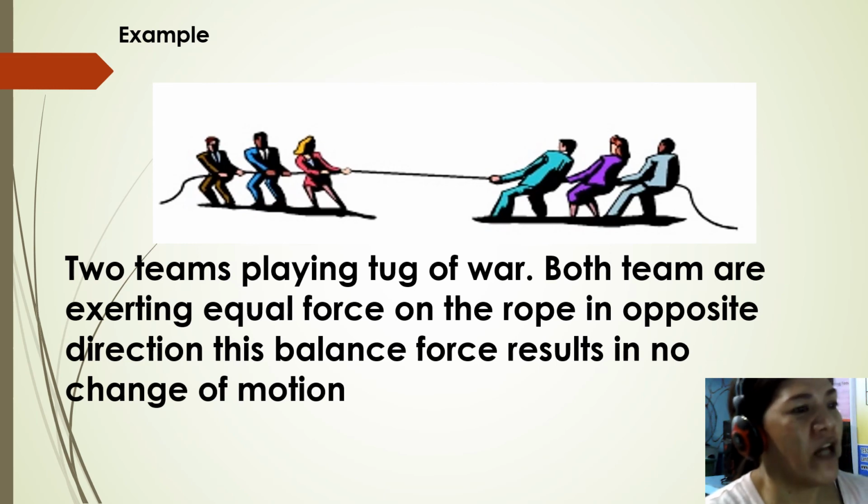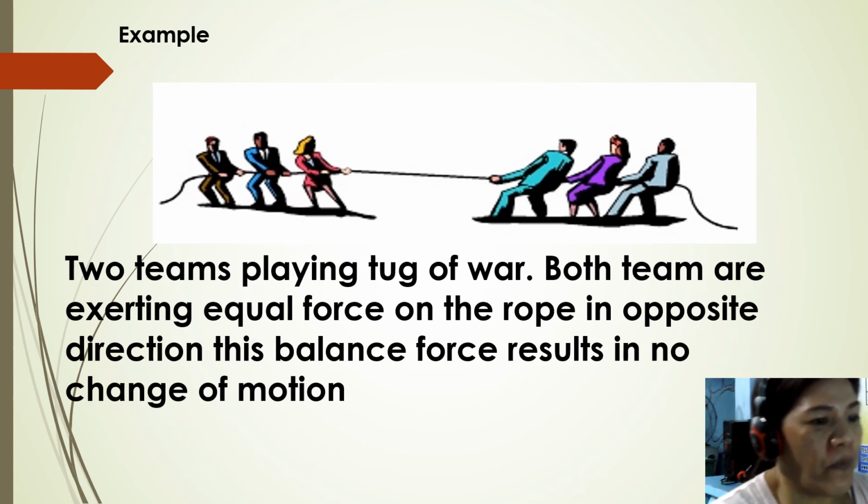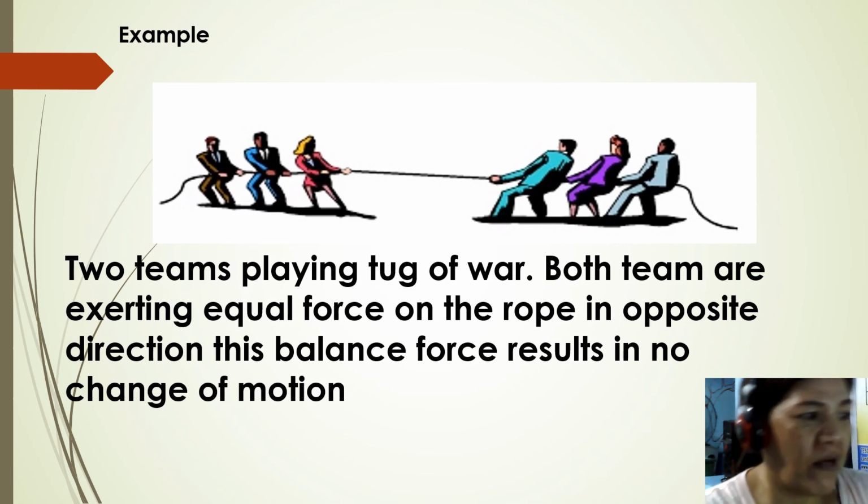So we have here another example. There are two teams playing tug of war. Both teams are exerting equal force on the rope, but in opposite directions. So this is also an example of balanced force. The result is no change in motion since they are applying equal force. Okay, class, I hope it is clear.